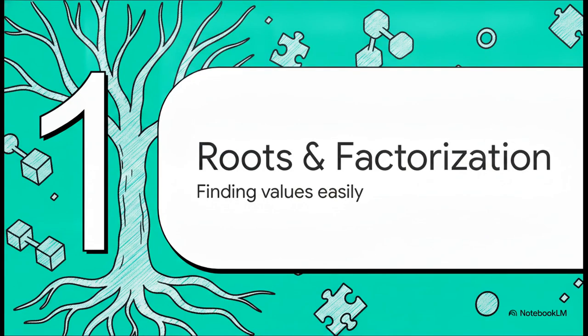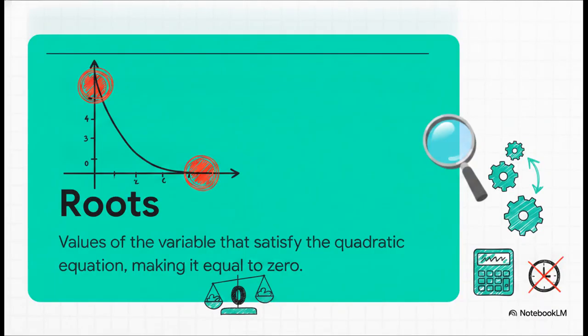Roots and factorization. Now, before we actually solve anything, we need to know what exactly roots are. Well, think of a ball thrown high up in the air. The roots tell us exactly when that ball hits the ground. Mathematically speaking, they are the exact values of our variable that make our quadratic equation equal to 0.